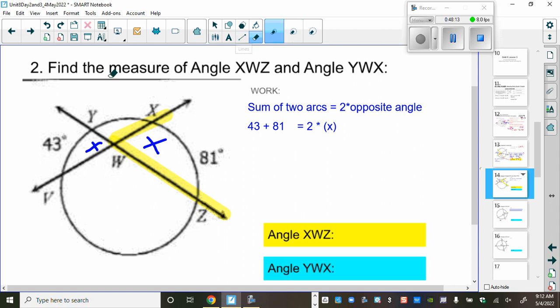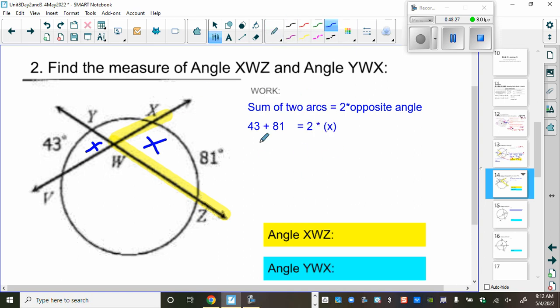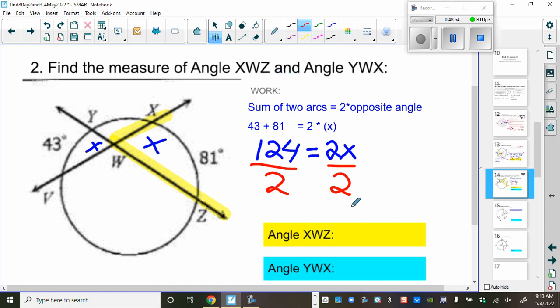So let's figure this out. Let's add up our 2 arcs: 43, 81. But again, you need to understand where your angle is. What's 43 plus 81? 124. But what's 124? What do we have to divide 124 by to get our value of x, which is angle XWZ? All right, bottom up, what do we get? 62, good.